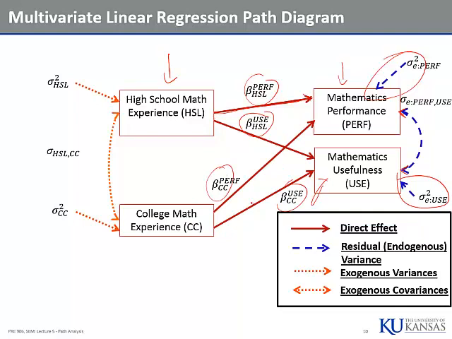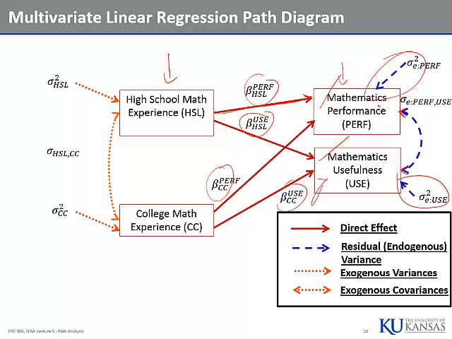Now, anything predicted in the analysis is something called an endogenous variable. I always think of those as variables in the model. So here, mathematics performance and mathematics usefulness are endogenous variables. And one easy way to tell endogenous variables, if you're given output from lavaan or some other program, is to figure out where the residual variances are.